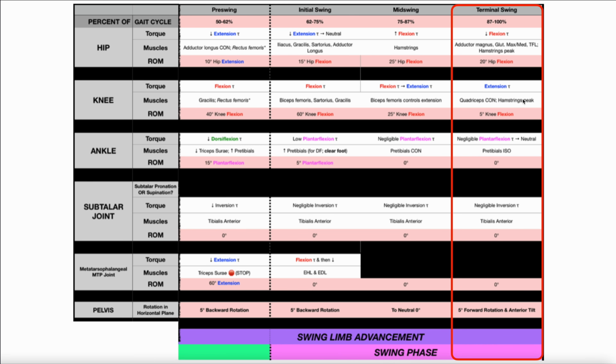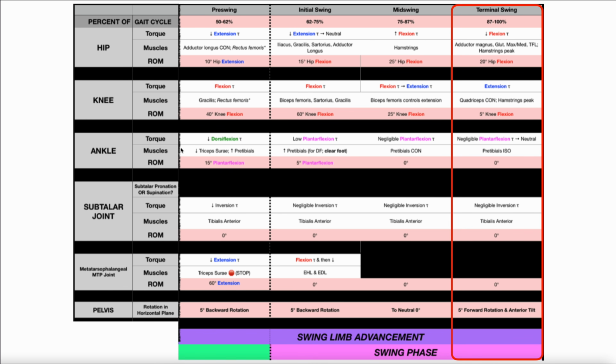Okay. And you'll notice here that we have a rapidly decreasing knee flexion angle. We go from 25 degrees in mid-swing down to 5 degrees in terminal swing. And this is the lowest amount of knee flexion that we have during any phase of gait. There is never a time in gait when there's 0 at the knee. It's always at a minimum 5 degrees of knee flexion.